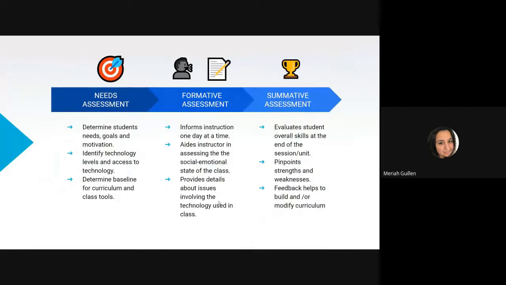So summative assessments, and once I had you guys read these individually, which is really good. But I just wanted to put it because I didn't put it with the slides: summative assessments have a very specific purpose. They evaluate the students' overall skills at the end of the unit, at the end of the session, whatever you want it to be. It's usually a very big project, or we like to say test, exam, something like that. It helps to pinpoint strengths and weaknesses, but it also helps to modify and build the curriculum. So summative assessments aren't just to look at student performance, but also to be reflective for teacher performance.